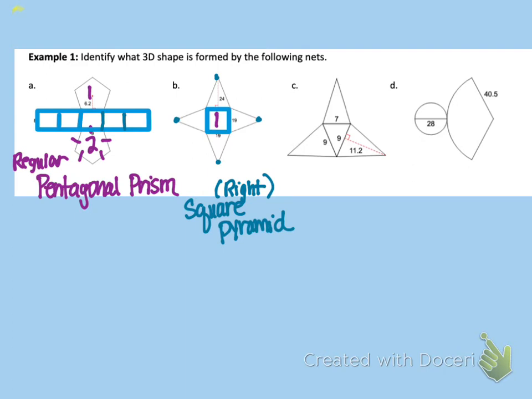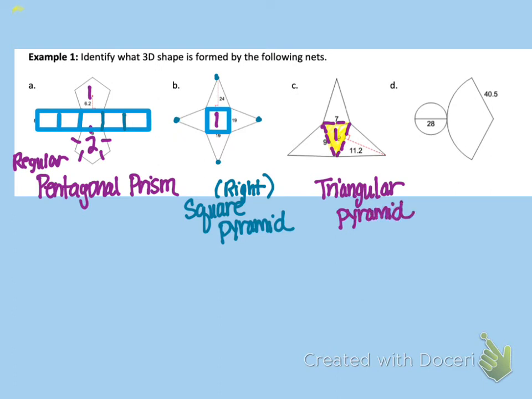With this one, again, we see all these triangles here, but it's like they were all peeled off the base. This is the base there. It's like they were all just peeled off along these dotted lines and laid out flat. So we know it's a pyramid. The base is that triangle, and we don't know what kind of triangle it is. So to be more general, we could just say triangular pyramid.